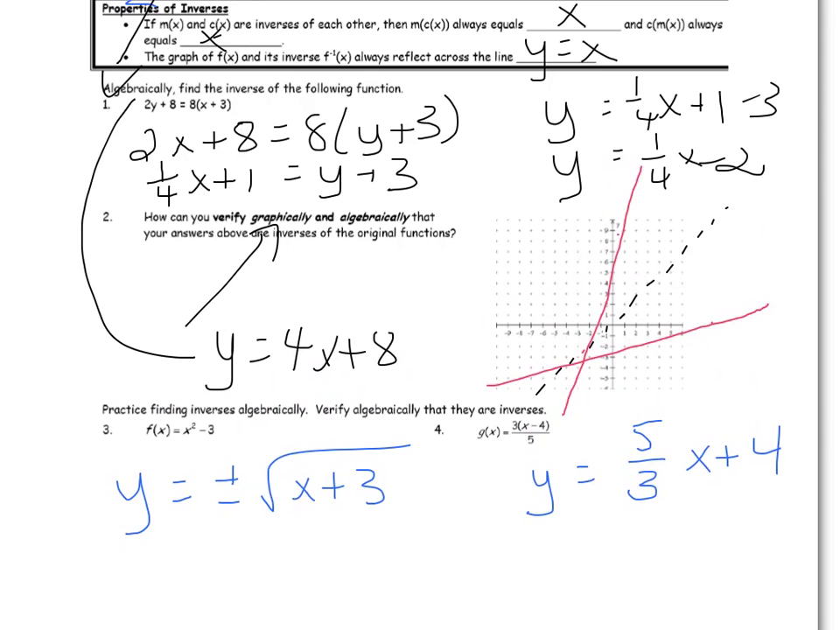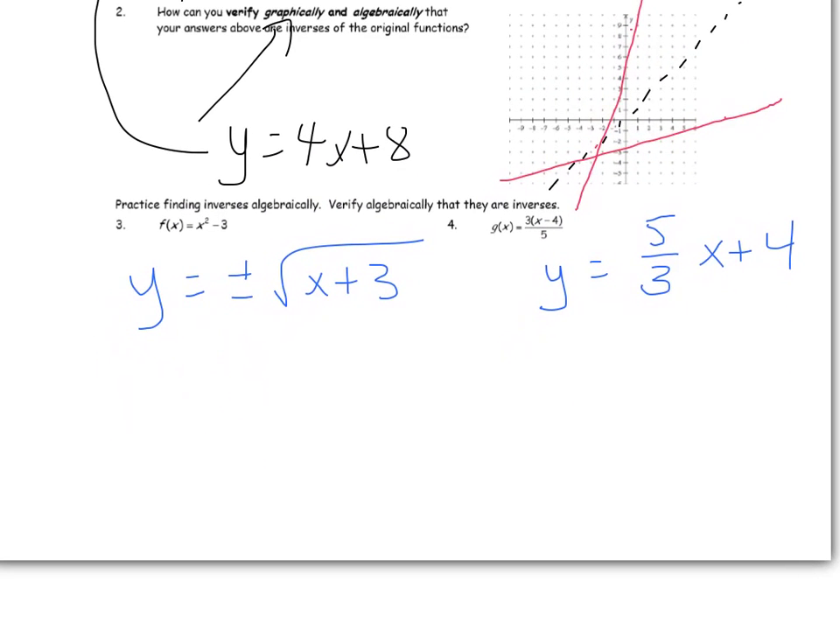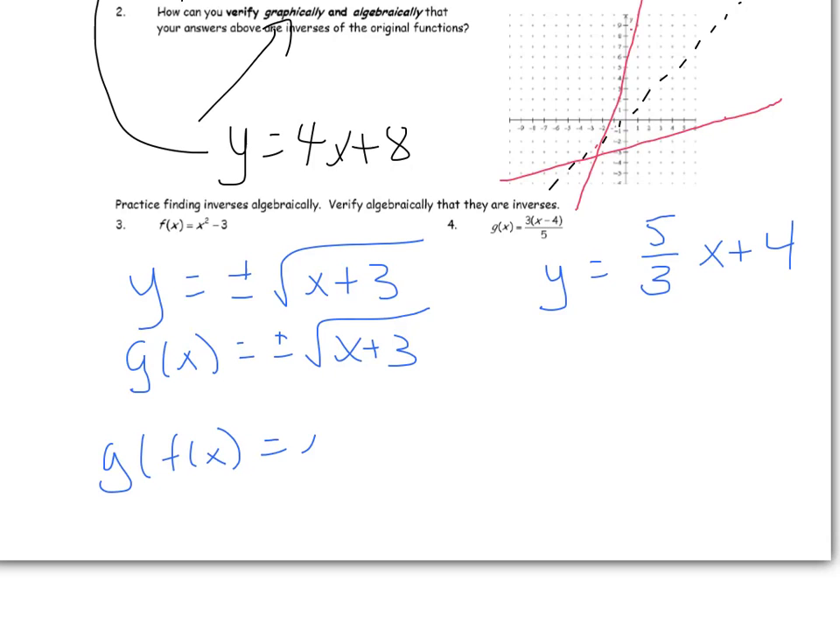What I'd like to do now is move down a little and make sure that you know how to verify algebraically that these guys really are inverses. You need to check both pieces of this. So if we call this g of x, you need to check that both g of f of x equals x and f of g of x equals x.